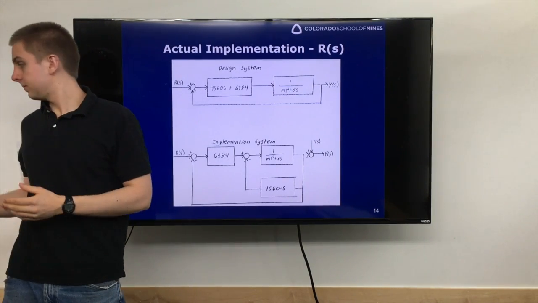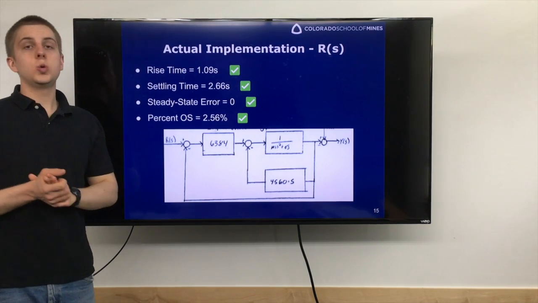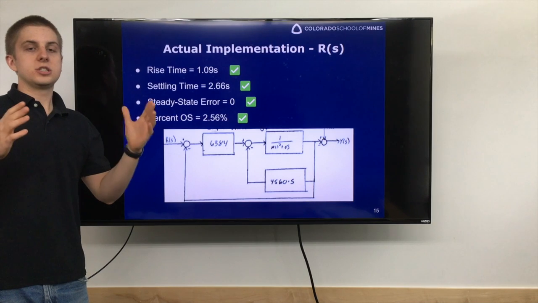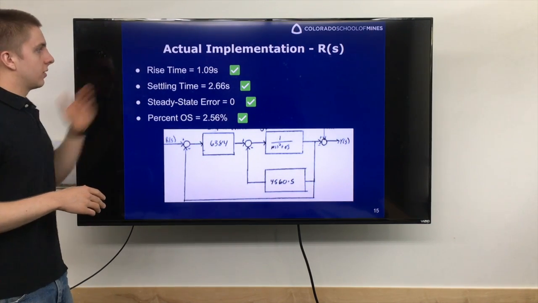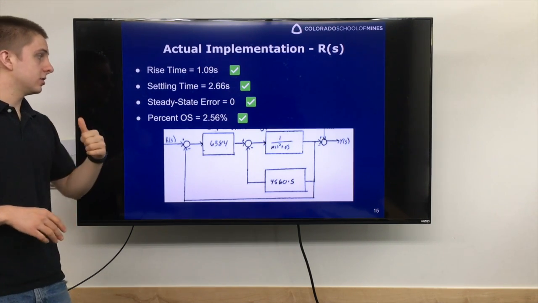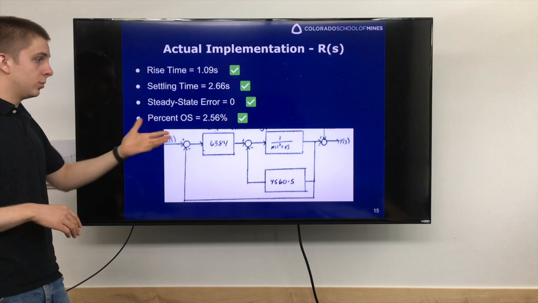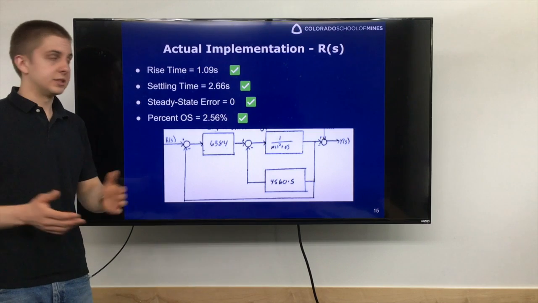percent overshoot. You can see for the response to a change in desired distance from the user, RFS, we have achieved a rise time of 1.09 seconds, settling time of 2.66 seconds, steady state error of 0, and a percent overshoot of 2.56% using our PD controller implementation.